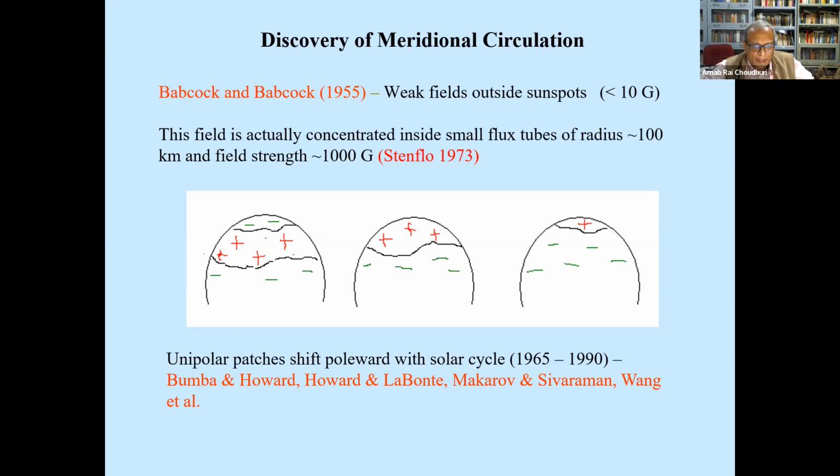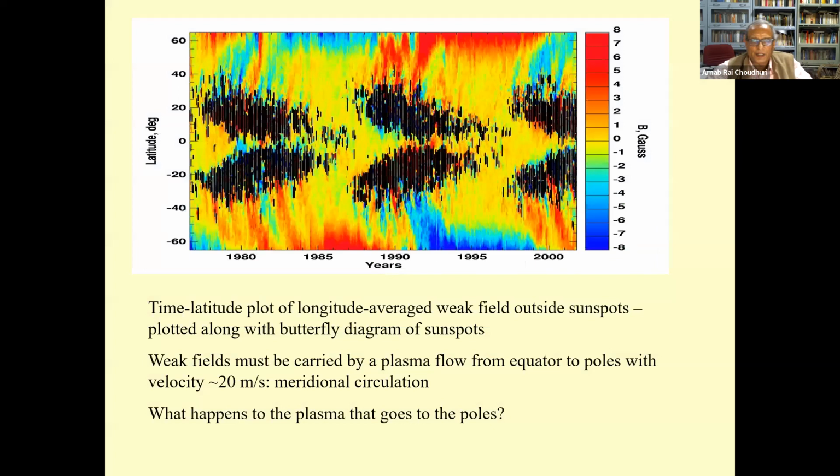So one can take a longitude average of this weak field at a particular latitude and a particular time and plot it in the time-latitude plot along with the butterfly diagram of sunspots. And if you do that, then you get something like this: the shaded regions are the butterfly diagram of sunspots, and these colors indicate this longitude-averaged weak field in this time-latitude plot.